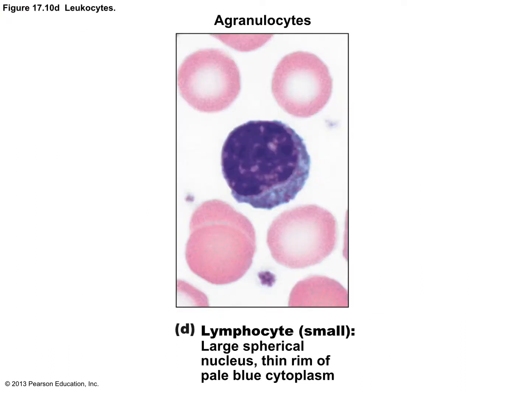This picture shows a small lymphocyte. You can see the comparison between a red blood cell and this lymphocyte. Sometimes they're about the same size or just a little bit bigger, and the nucleus, at least in a small lymphocyte, takes up a very large portion of the cell.